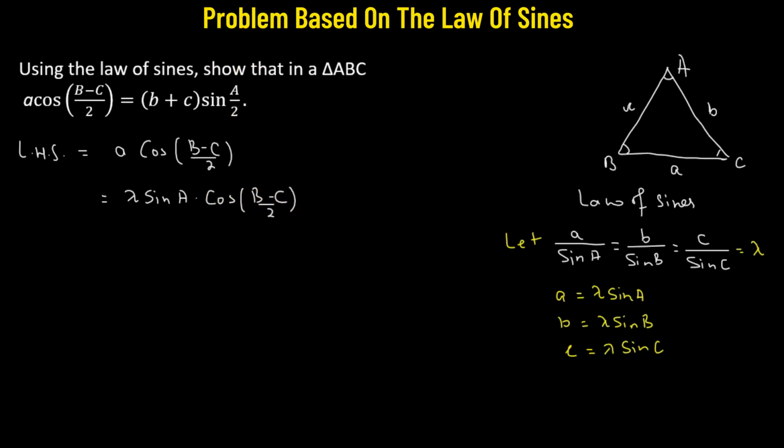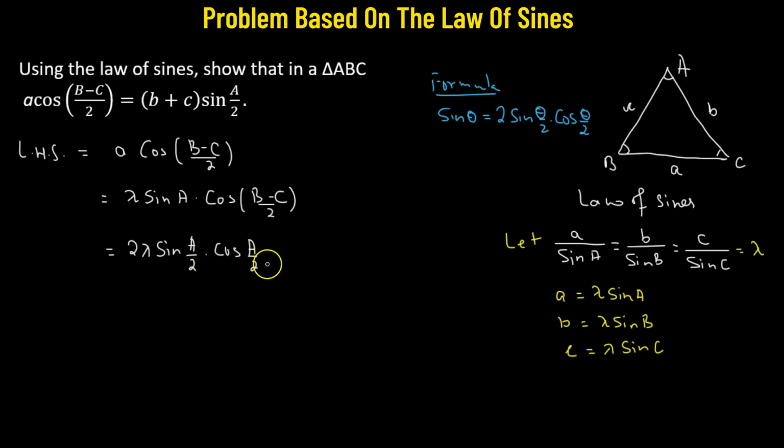Now we're going to use the half angle formula. So we know that sine theta is given by 2 times sine of theta over 2 multiplied by cosine of theta over 2. So this is the formula that we're going to use here. So let me note it down. In place of sine A, we can use the half angle formula to get 2 times lambda multiplied by sine of A over 2 times cosine of A over 2 multiplied by cosine of (B minus C) over 2.